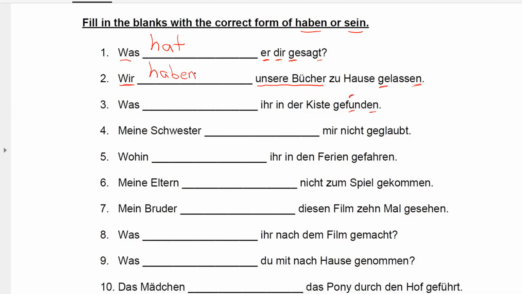In Nummer 3, our past participle is gefunden, which is the past participle of the verb finden. And finden means to find. And so in English and in German, this is a transitive verb. In this case, was is our direct object and ihr is our subject. So since we have another transitive verb, we do need a form of haben. And since it's the ihr form, we use here habt.